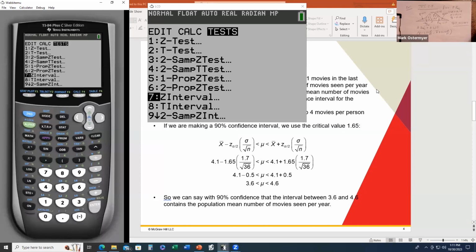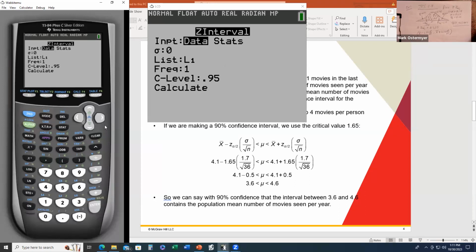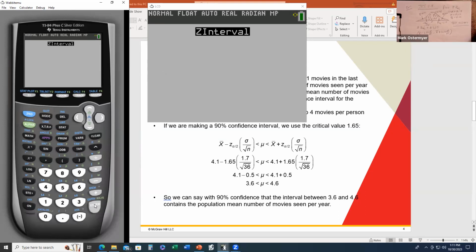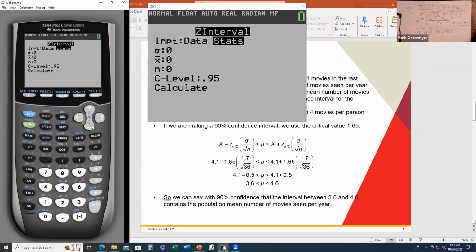I want you to bring up the Z interval function by hitting enter. Normally, we're given stats that are already provided for us from the sample. So select stats, not data. And now you got to go down and indicate what the population standard deviation for this problem was. And what was it? Well, they told us the population standard deviation was 1.7. So we type that in.